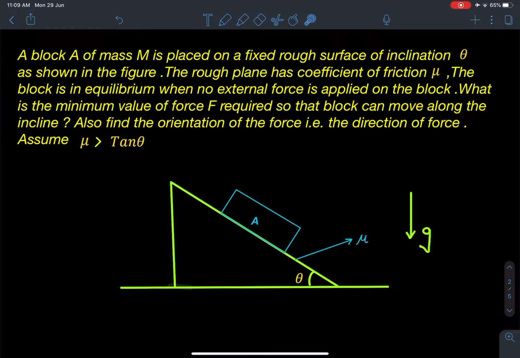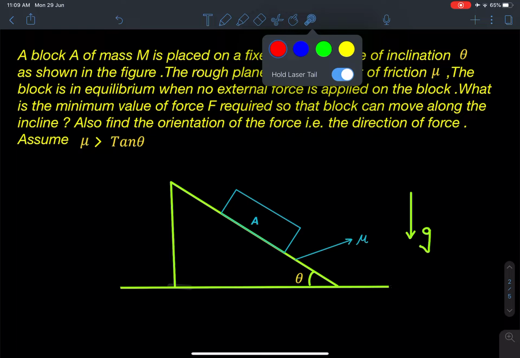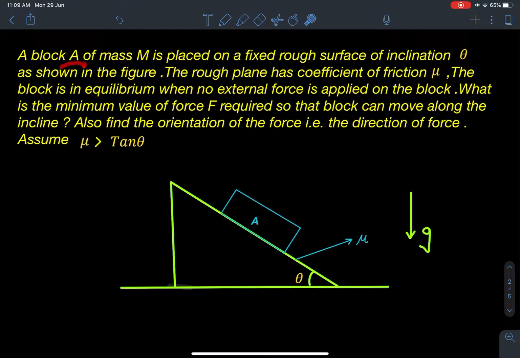So as you can see it is given here that a block of mass m is placed on a fixed rough surface of inclination theta as shown in the figure. The rough plane has a coefficient of friction of mu. The block is in equilibrium when no external force is applied on the block. What is the minimum value of force F required so that the block can move along the incline? Also find the orientation of the force, that is the direction of force. And another part which is given is that mu is greater than tan theta, where theta is the angle of inclination and mu is the coefficient of friction.